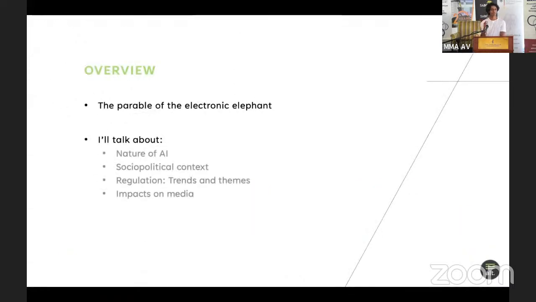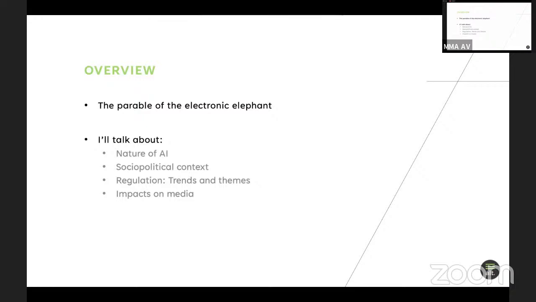Before I get into all the details, I think it's helpful to start with this parable of the electronic elephant. I'm sure you've heard the story of a bunch of blind men touching an elephant and trying to describe what it's like. One grabs the trunk, one grabs the tusk, one grabs the leg. And they all say, oh, it's smooth and soft, or it's wrinkly and whatever.